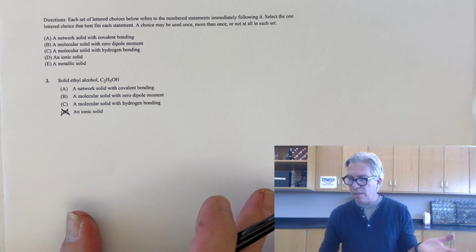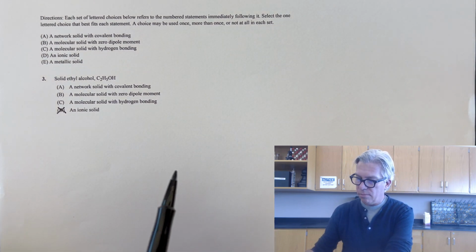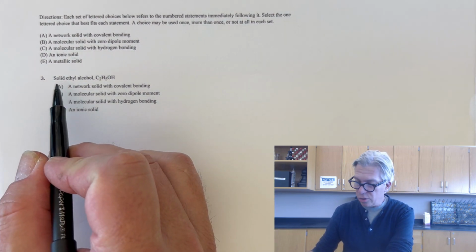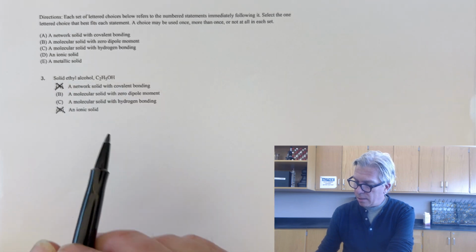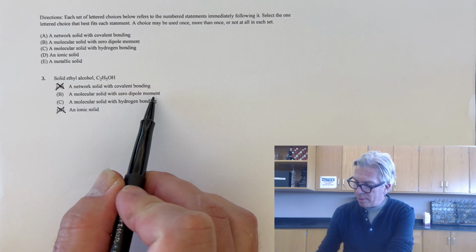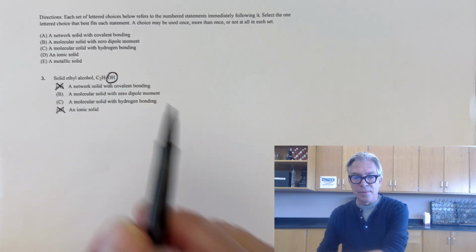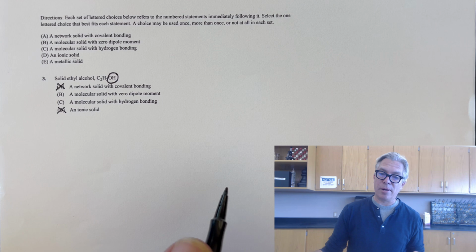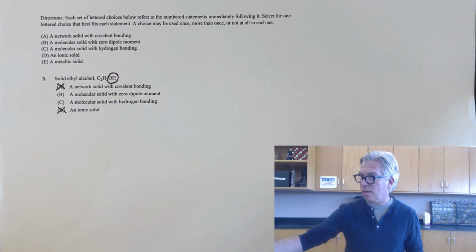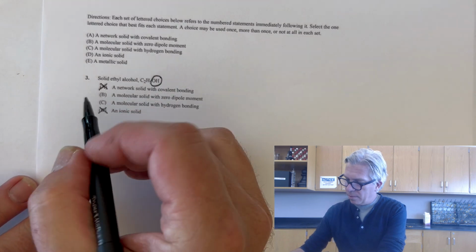And it's not a network solid because that usually has all the same atoms, or sometimes SiO2 or something like that. And we got a molecular solid with 0 dipole moment, molecular solid with hydrogen bonding. And I'm looking at this baby over there. That OH is telling me hydrogen bonding because the hydrogen is attached to an oxygen. So, nobody gets mad at me, I'll circle the right answer.